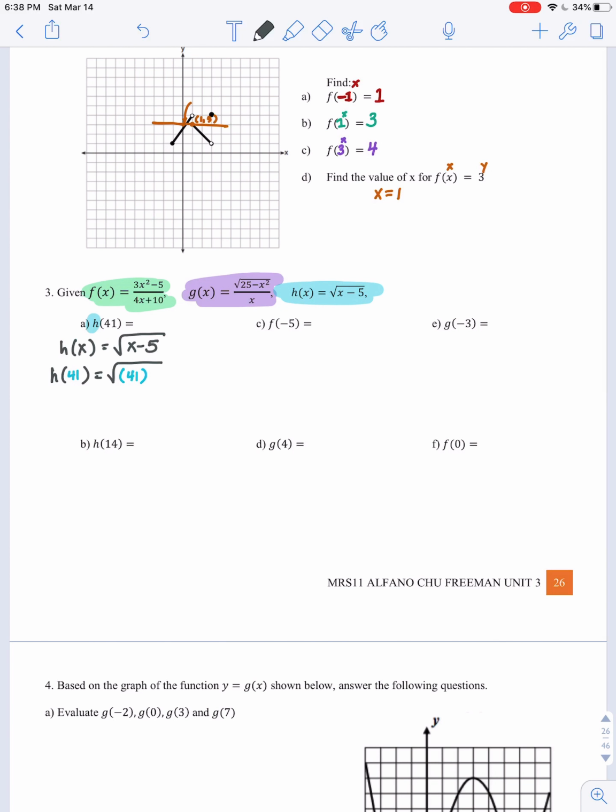Remember, we always plug in using parentheses. So h of 41, you can go ahead and plug this into your calculator. I get the square root of 36. H of 41, meaning when I plug in 41 into my function h, I will get 6. If we plug this into your calculator, you skip this middle step, but I'm doing it in my head.